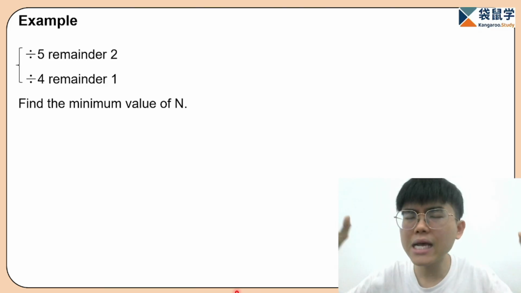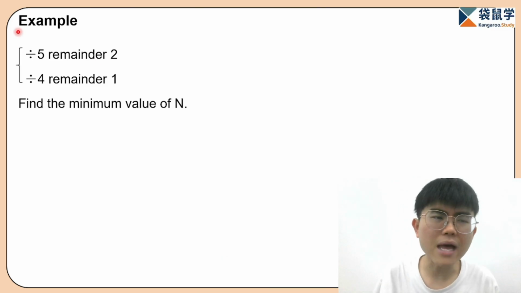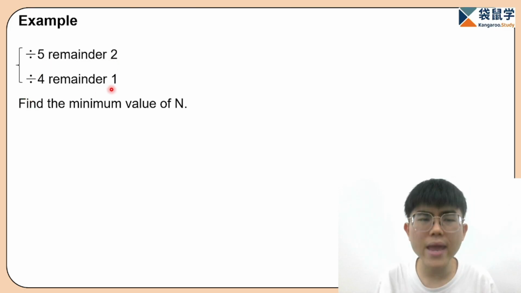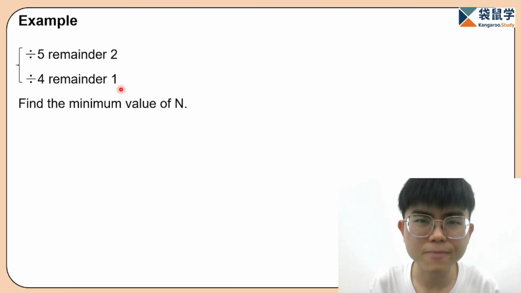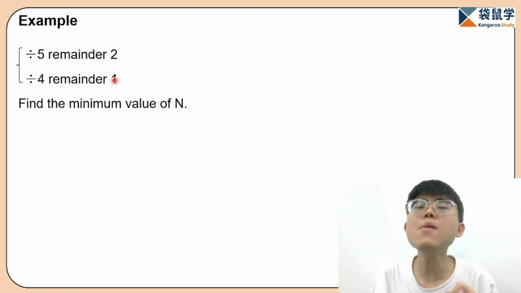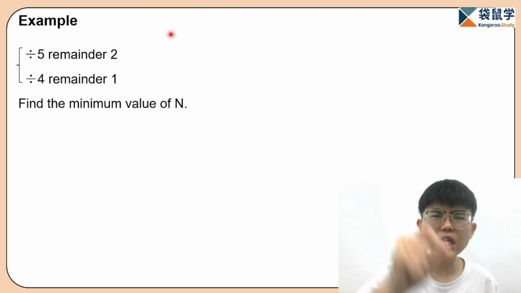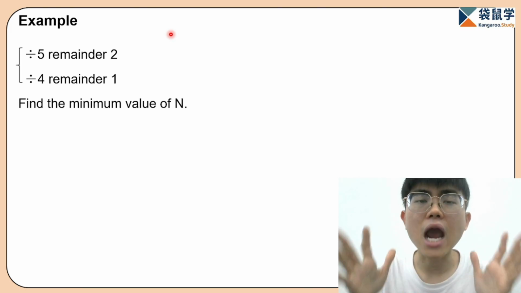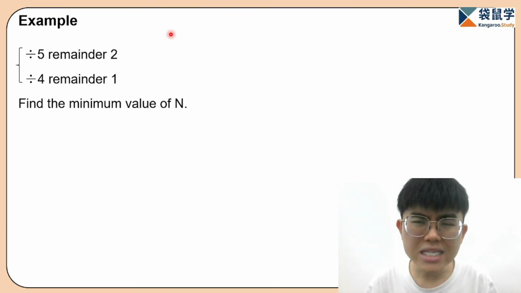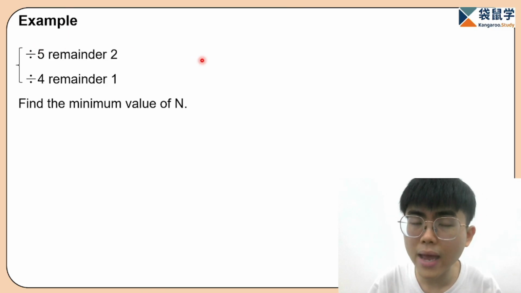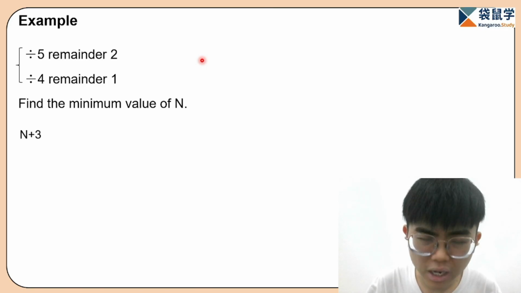No worry. Everyone, let's observe our example together. You see that when we divide by 5, there will be a remainder of 2. When we divide by 4, there will be a remainder of 1. Everyone, can you see anything that is common for these two calculations? We can see that 2 plus 3 we get 5, 1 plus 3 we get 4. So everyone, in this example right here, we say that something that is the same is their complement. So in this case, we add 3, we can get the divisor 5 here. So therefore, what we want to make it divisible is just n plus 3.